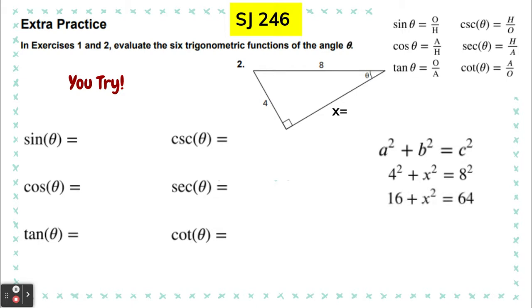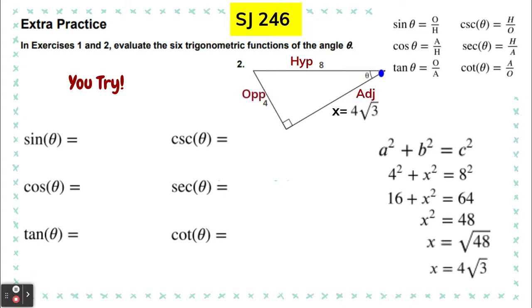From there, you do need to subtract that 16. And jailbreak. Square root of 48 is not a perfect square. So jailbreak, do a tree, find your perfect pairs, and jailbreak. Now let's set up the 6. Label hypotenuse, the adjacent side, and the opposite side.